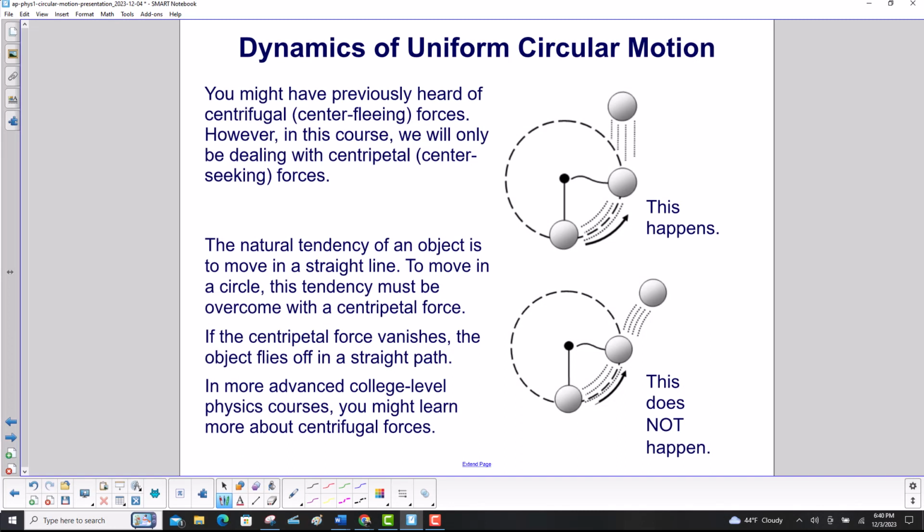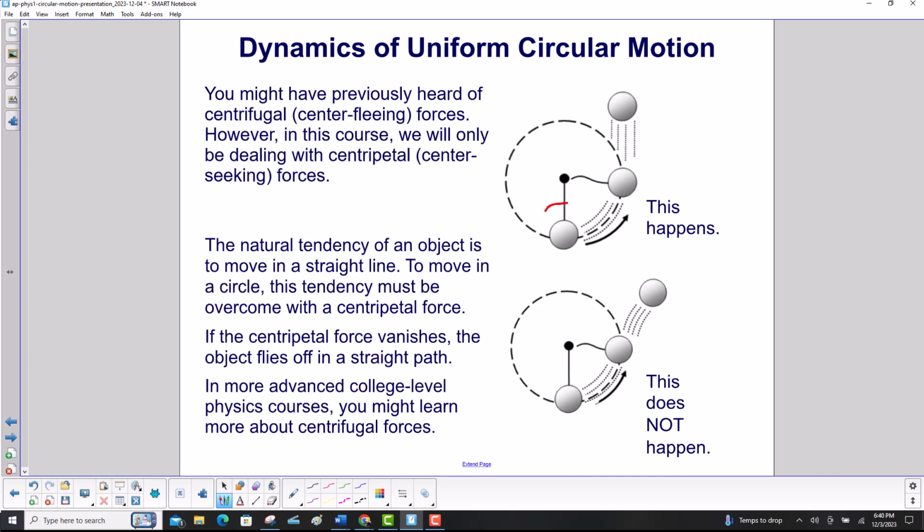You might have heard previously about centrifugal, or center-fleeing, forces. However, in this course, we will only be dealing with centripetal, that is, center-seeking forces. The natural tendency of an object is to move in a straight line. To move in a circle, this tendency must be overcome with the centripetal force. If the centripetal force vanishes, the object flies off in a straight path. In more advanced college-level physics courses, you might learn more about centrifugal forces.